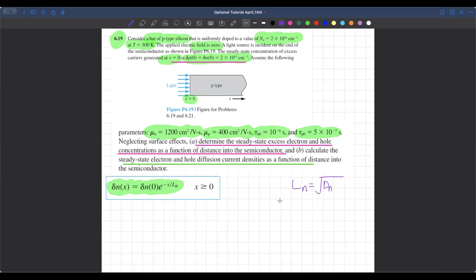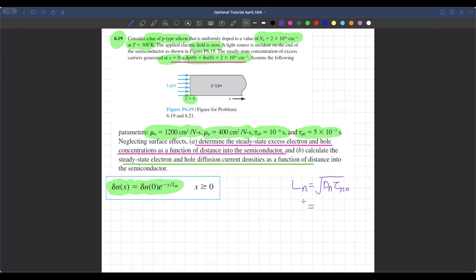So you'll see most of those characteristics, actually all of those characteristics, will be those of the minority. So make sure you go over the problems and you'll get a better idea of this. And then, of course, the minority carrier lifetime, okay? So you will have to plug in the values.